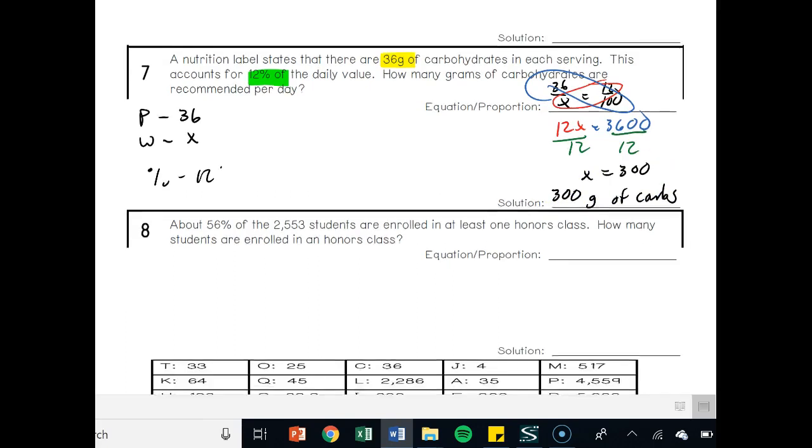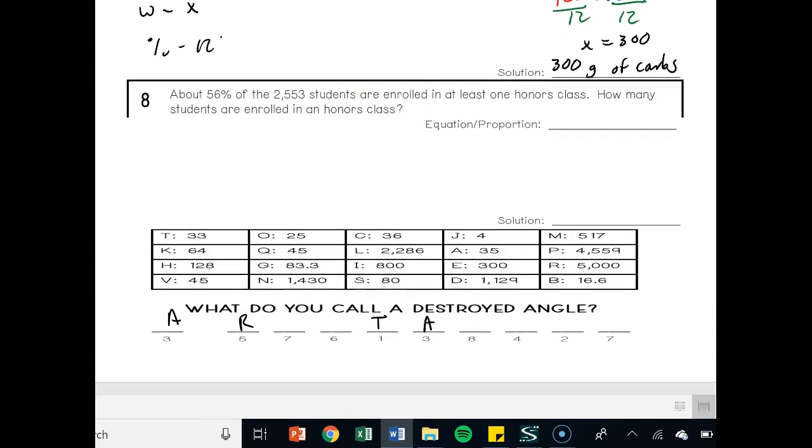Okay, so you got the rest. Oh wait, sorry. Let me make sure you get 300. So that's E. So 7. There are 2 E's. There are 2 7s. All right, you've got the rest, and that's going to answer the riddle, what you call a destroyed angle.